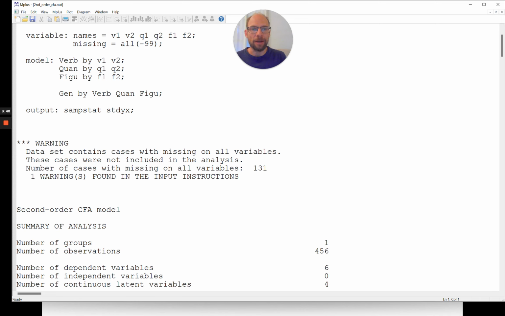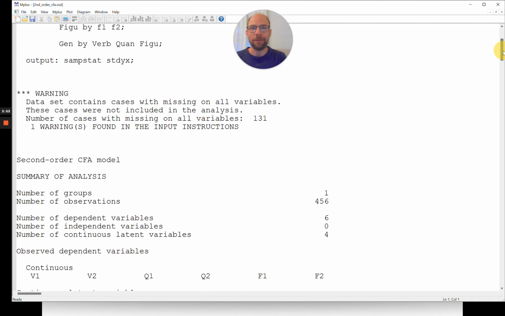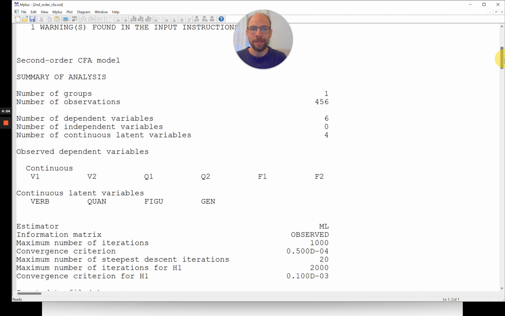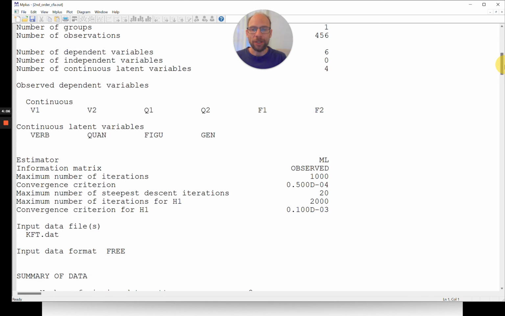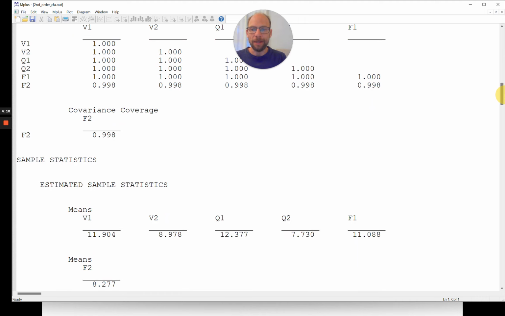All other cases are included here in this analysis, whether they have complete data on these 6 variables or partially missing data, because Mplus uses full information maximum likelihood estimation with missing data. If this interests you more, then you can check out the videos or the playlist that I have on this channel on missing data analysis in Mplus, where I discuss this in more detail. So now let's focus on the actual warning message that I want to discuss here.